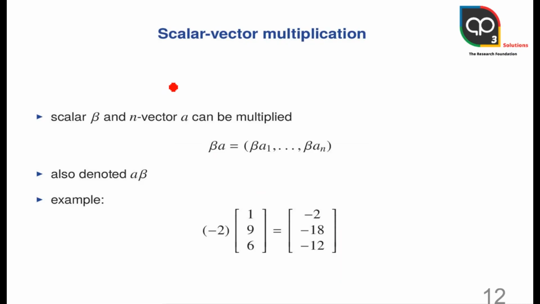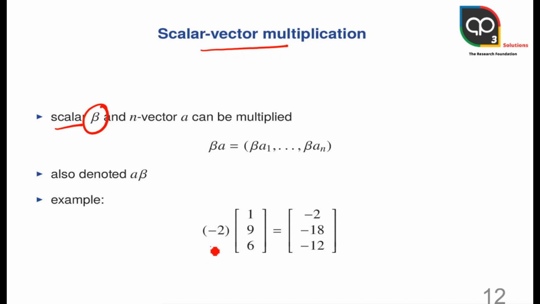Dear friends, another operation is scalar multiplication, or we can say scalar-vector multiplication, in which a vector is multiplied by a scalar, yes, a number, which is done by multiplying every element of the vector by that scalar. Scalar multiplication is denoted by juxtaposition of the scalar and the vector, and typically we write the scalar on the left.